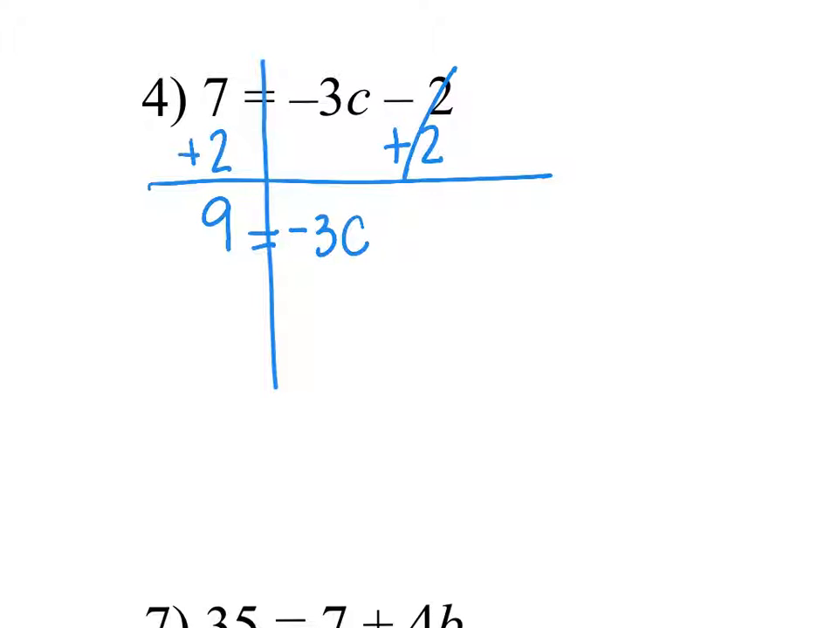Negative 3 and C are multiplying. What's the opposite of multiply? Divide. Divide both sides by negative 3. And that cancels this and leaves you C. 9 divided by negative 3 is?